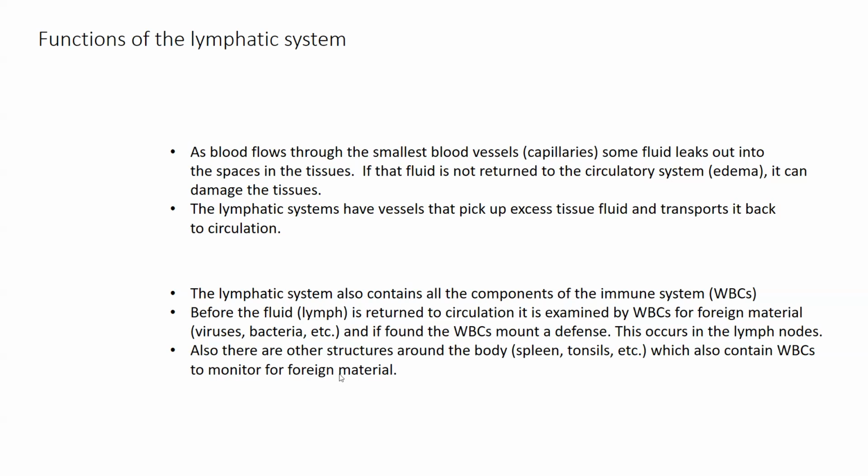There are other structures that are part of the lymphatic system that don't deal with fluid being returned to the circulation, but are also monitoring for invasion by foreign bodies. So that would include the spleen, which monitors the blood for foreign bodies, bacteria, viruses, etc. The tonsils would be another example of a lymphoid tissue that monitors for harmful bacteria coming in through the nose and mouth, which would be a common place of entrance for bacteria. And they also contain collections of white blood cells that are there to respond if they find something.